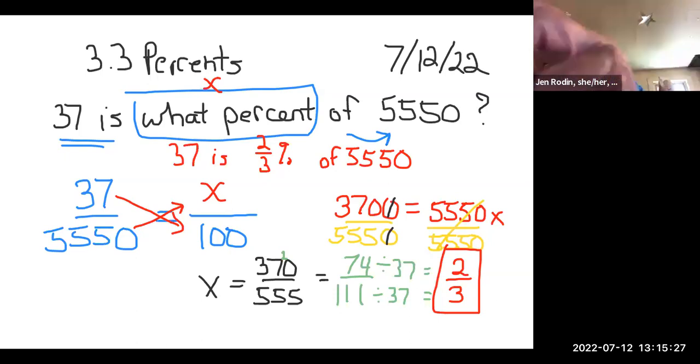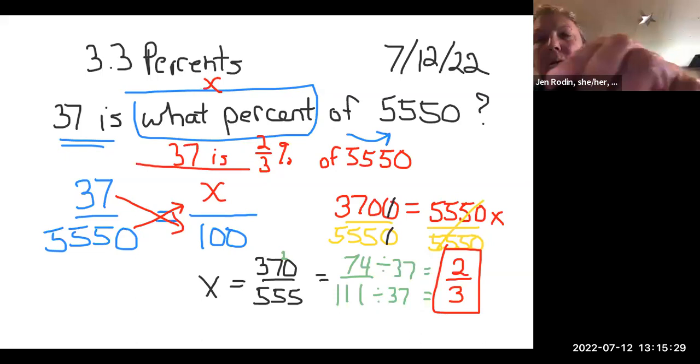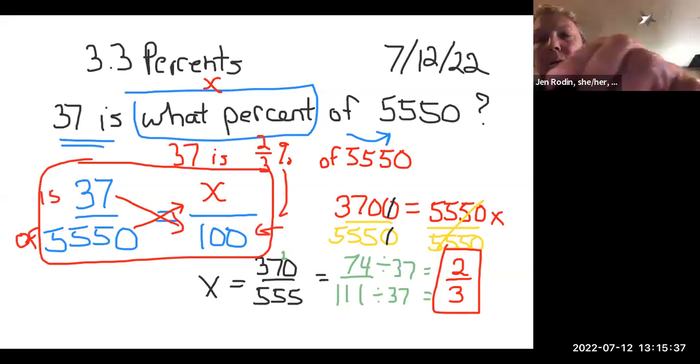I'll just review it too. Here's the setup. Is in the of something over 100, that's the percent. And then we cross multiply because it's called a proportion, one ratio equal to another ratio. And we're going to study those today. So then we get to this equation and then solve it.